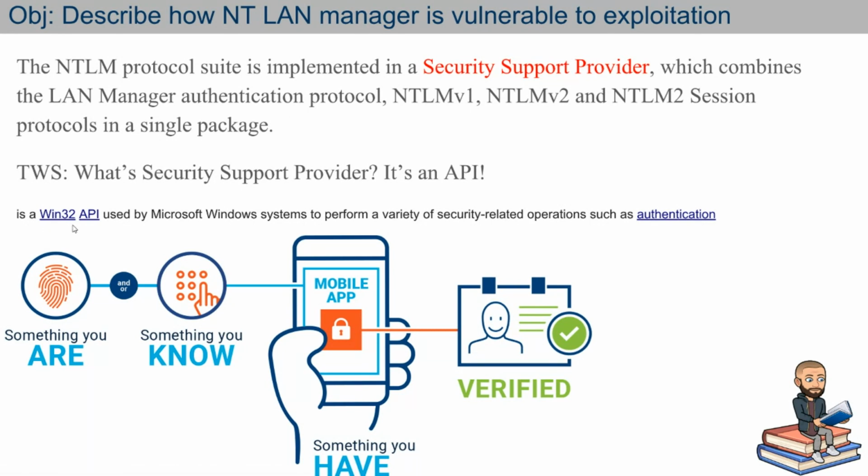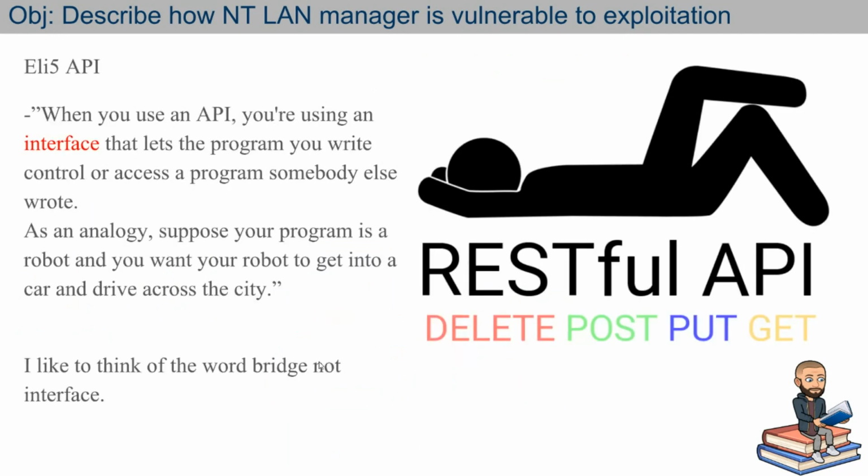And as a second hint as to what an API is, just look right here. If I created an app, any app, and I wanted somebody to be able to log in using a thumbprint or maybe a PIN number, I don't necessarily have to code the ability to do that myself into my app. I can just go out there and find that API. So in ELI5, when you use an API, you're using an interface. This is like a block of code that lets the program you write control or access another program somebody else wrote.